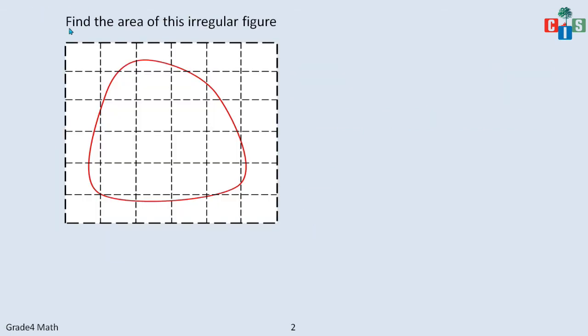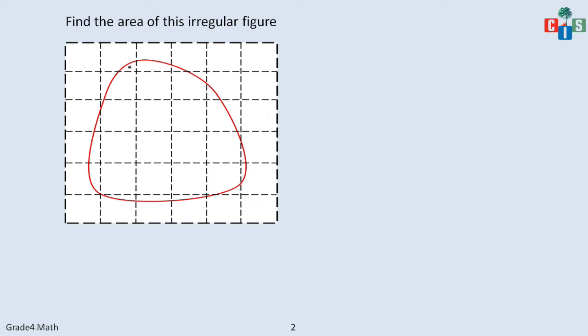Moving on to the next question, which says find the area of this irregular figure. Now this figure is not a regular one. We don't have a perfect figure. This is an irregular figure and we have to find its area. For this we have the rule that says one full box is considered as 1, the box which is less than half is not to be considered, and the box which is half or more than half is to be considered as 1.